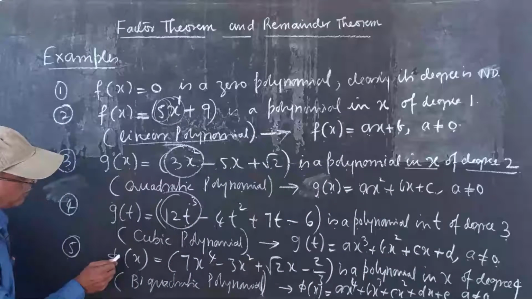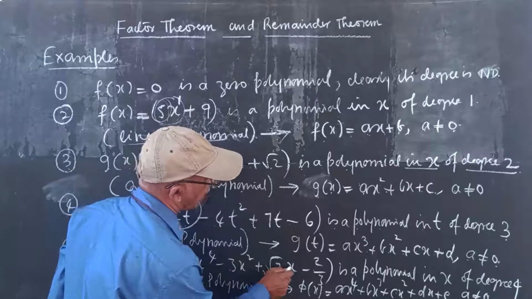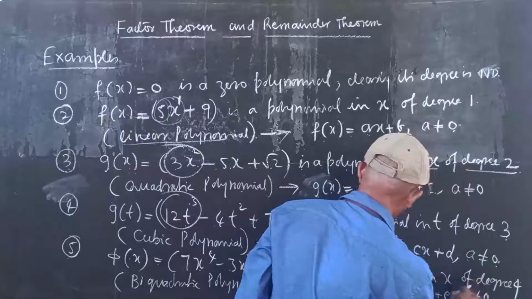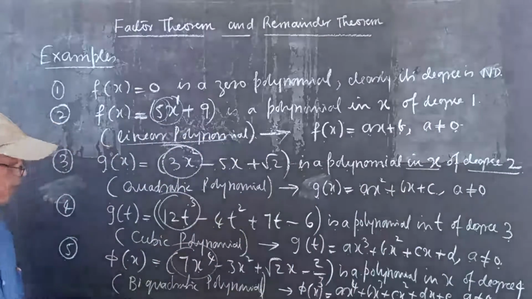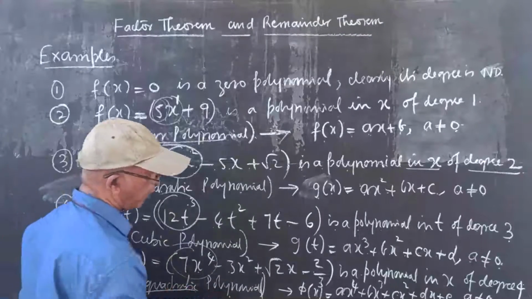Then fifth one is f(x) is equal to 7x to the power of 4 minus 3x square plus root 2x minus 2 by 3, a polynomial in x of degree 4. Here the leading term is 7x to the power of 4 and it is called a biquadratic polynomial.